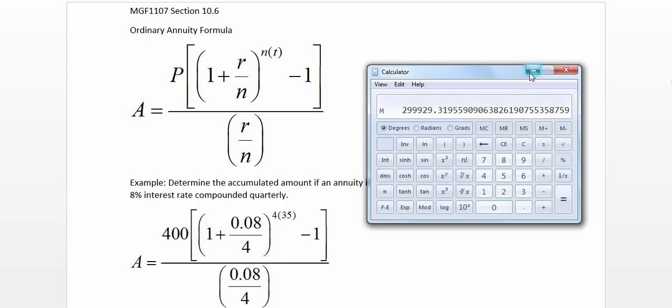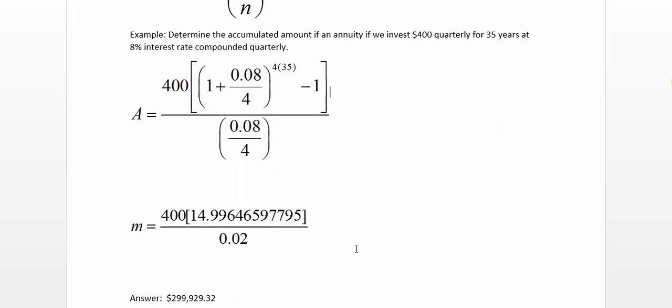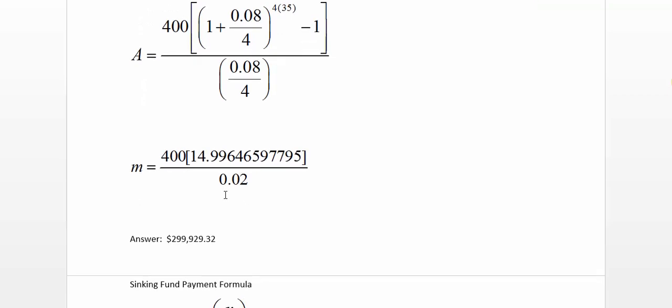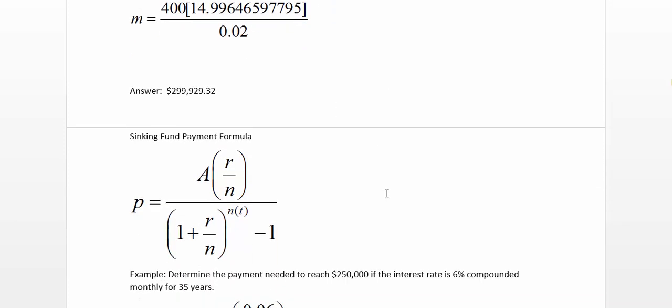$299,929.32. And I went ahead and I put the intermediate steps down right here in case you need to do that when you do your calculations. So I did this portion here in the square brackets, put it down here for you, the denominator, and then finally multiply 400 times that quantity, divide by the 0.02, and you get an accumulated amount of a little bit more than $299,929.